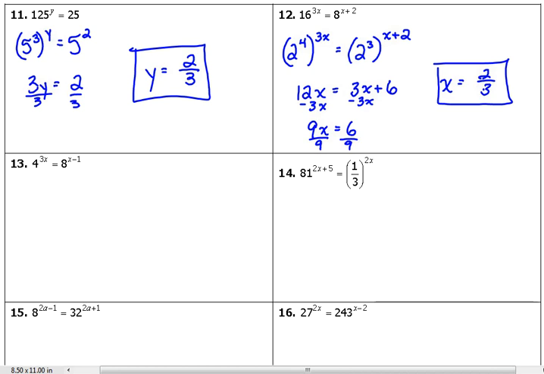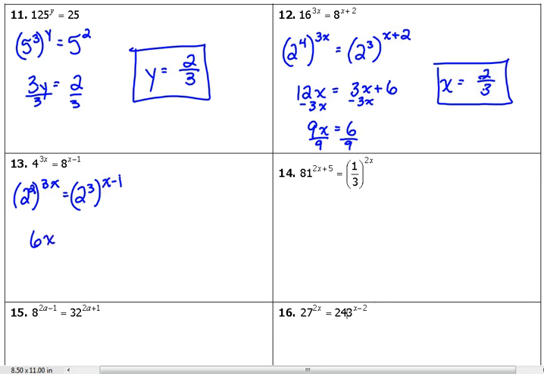Okay, 13. We've got 4 to the 3x is equal to 8 to the x minus 1. Again, be careful. You don't look at that as, well, 4 times 2 is 8. We've got to have the same base. So both of these are powers of 2. 4 is 2 squared. 8 is 2 cubed. So we have the same base on both sides, so we can set their exponents equal to each other.